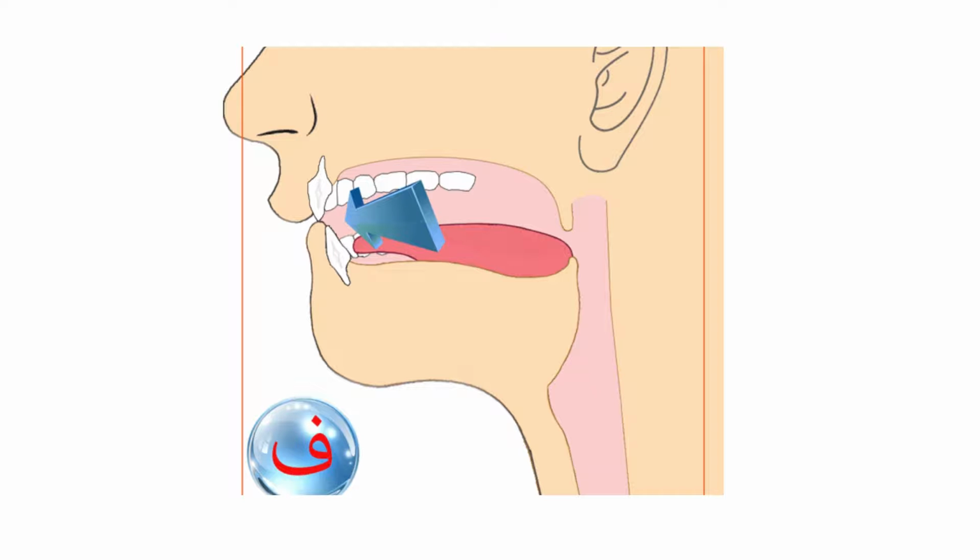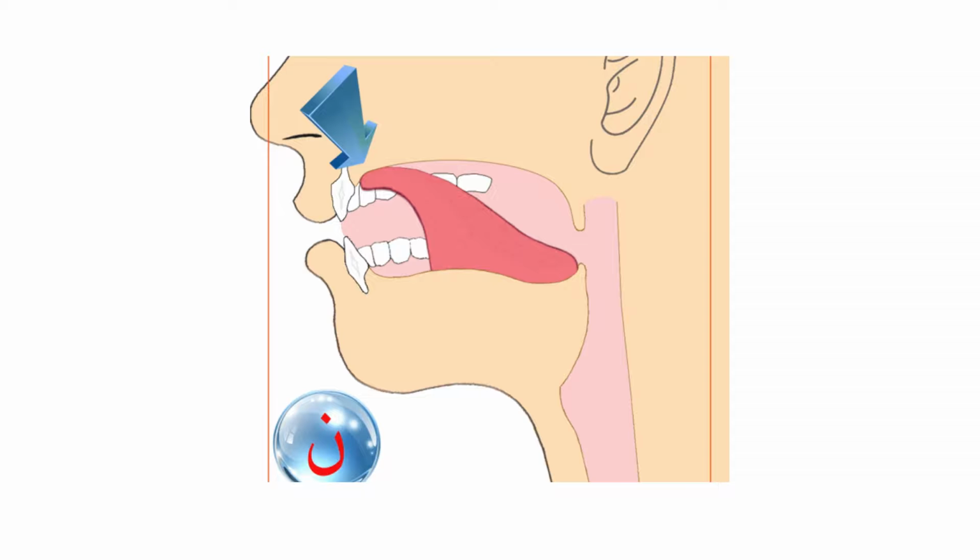This one is more clear. Fa, fa. Here we are using the front teeth and bottom lip. Fa. And after that we have Noon. We are using the front edge of our tongue and we are using the front palate.